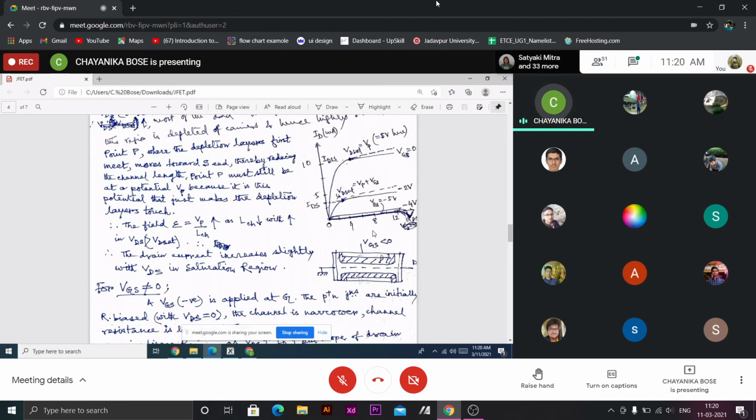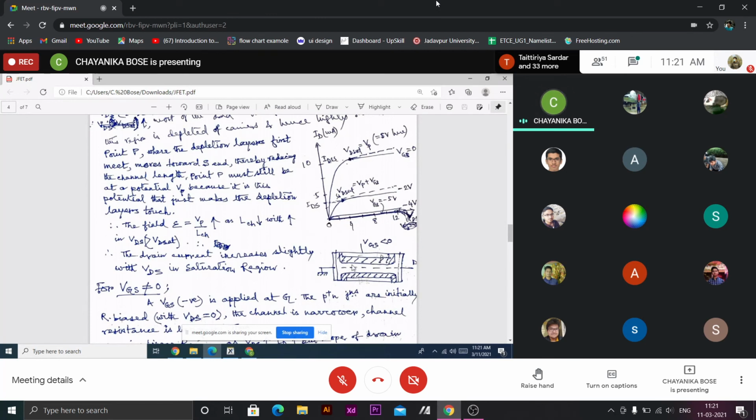And the width of this depletion region is not a function of X. It will not vary along the length of the channel, because this P plus region extends along the channel. So each point of the channel gets the same reverse bias. So the depletion region is independent of X. So it is uniform all through the device. So with a negative potential applied at the gate, we are starting with a narrower channel.